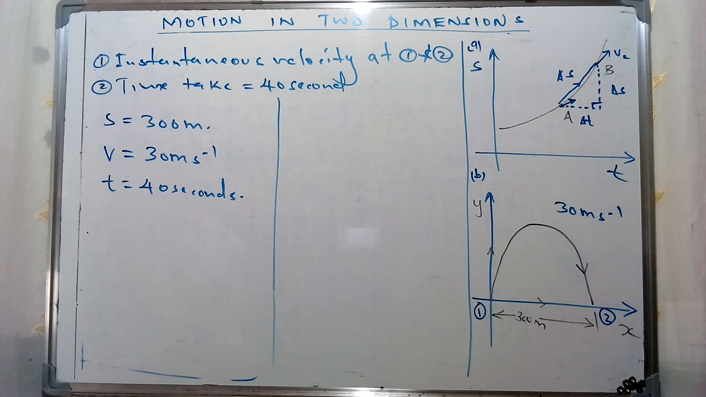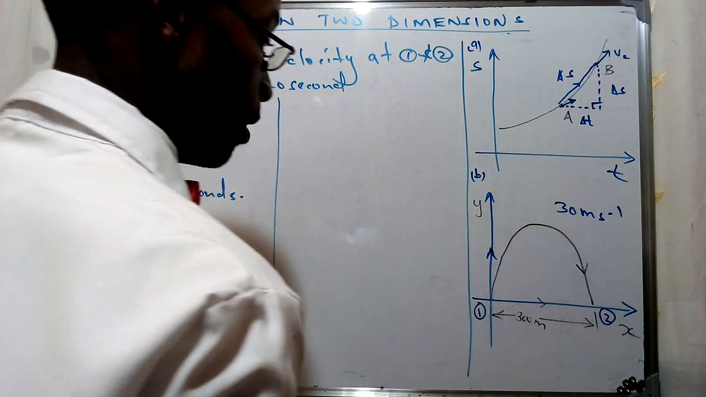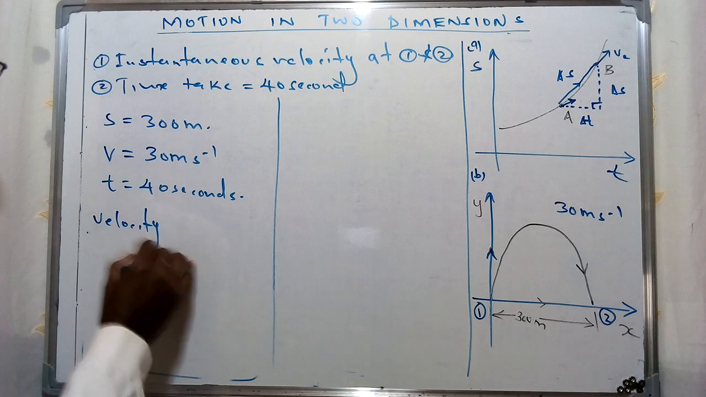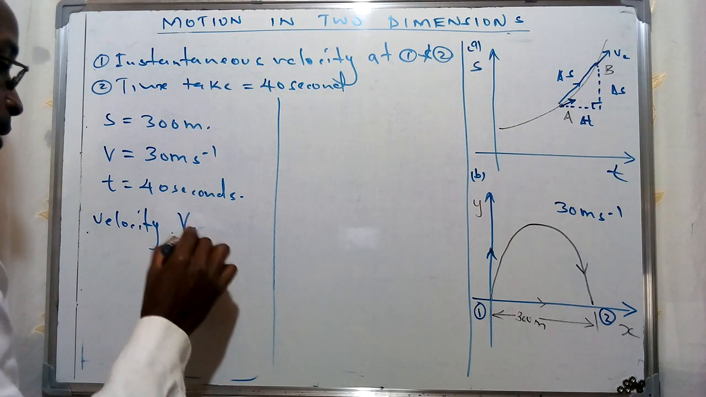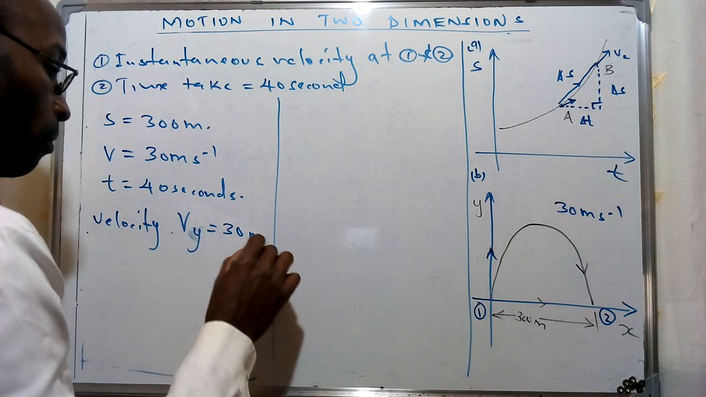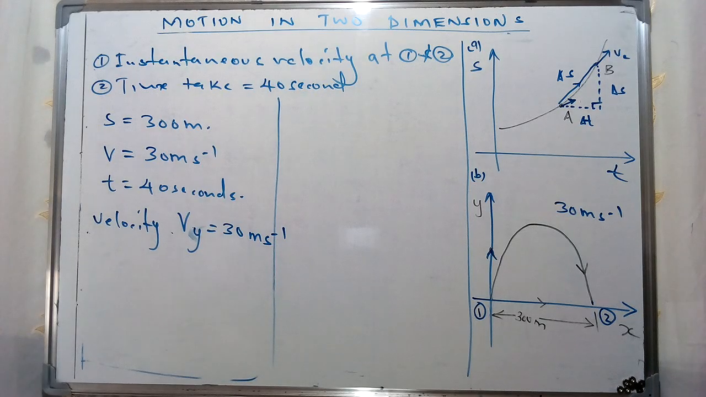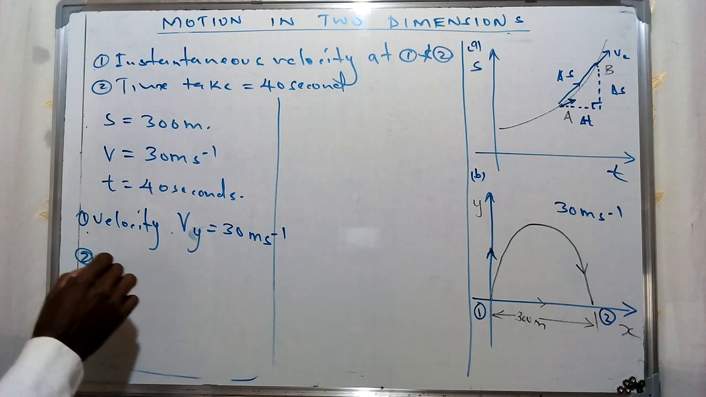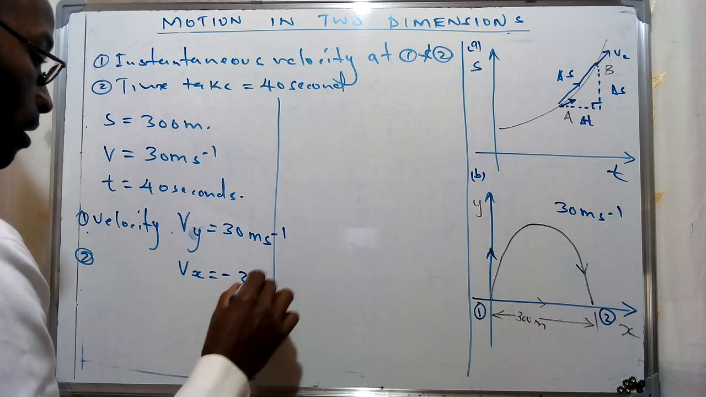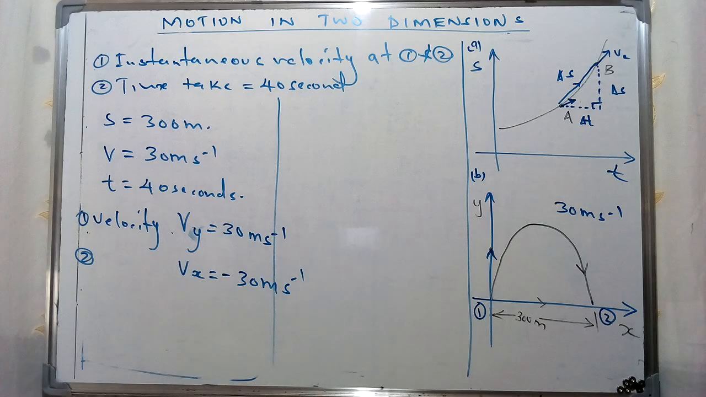So we see that at point A, the velocity is directed along the y component. Therefore the velocity along the y component, Vy, is equivalent to the value of this velocity, which we have said is 30 meters per second. And in a similar case, we find the velocity component along the x to be negative 30 meters per second.